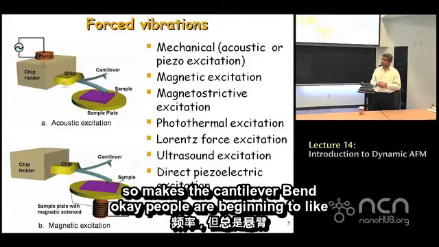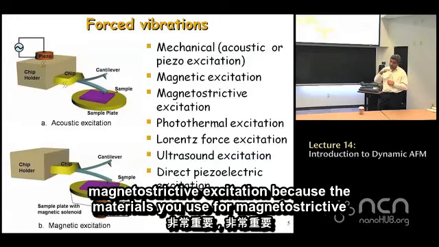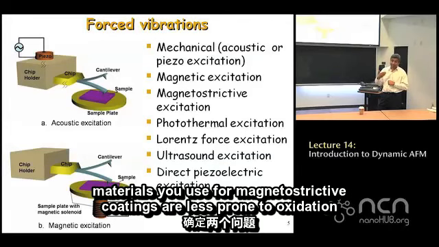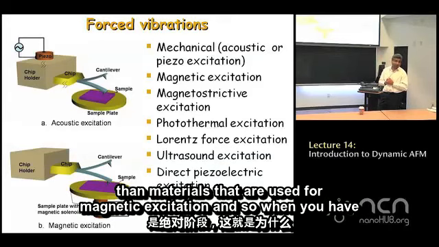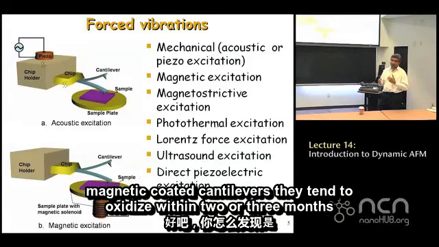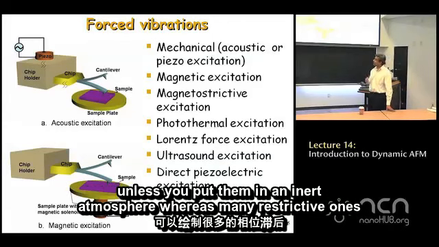Okay? People are beginning to like magnetostrictive excitation because the materials you use for magnetostrictive coatings are less prone to oxidation than materials that are used for magnetic excitation. And so when you have magnetic coated cantilevers, they tend to oxidize within 2 or 3 months unless you put them in an inert atmosphere, whereas magnetostrictive ones can last a bit longer.